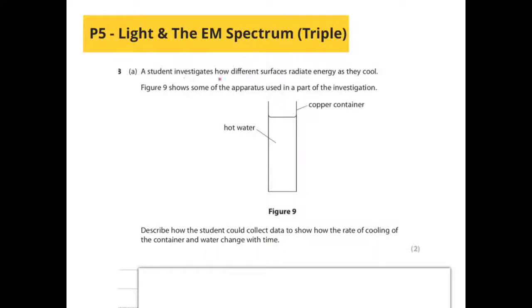A student investigates how different surfaces radiate energy as they cool. Figure 9 shows some of the apparatus used in a part of the investigation. Describe how the student could collect data to show how the rate of cooling of the container and water change with time. So what we're saying here is over time, energy will be transferred out, radiated as infrared radiation, and as a result, the temperature inside here will cool down.